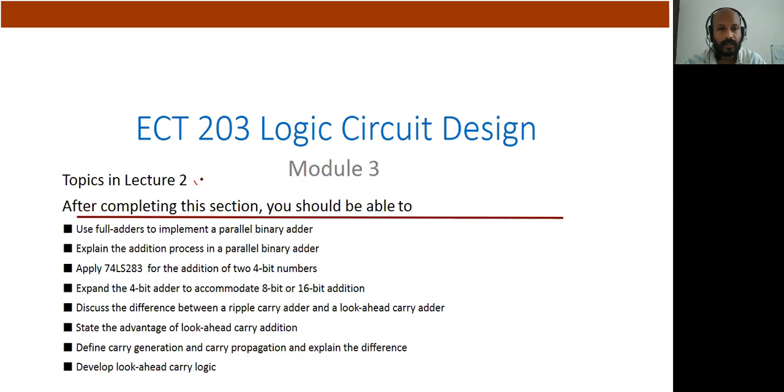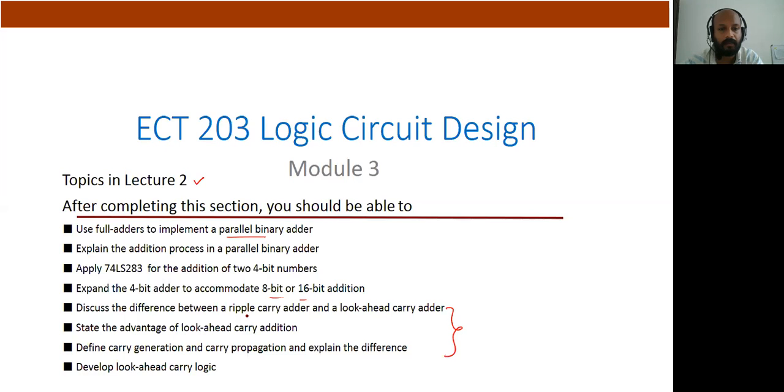In lecture 2, mainly we will discuss how we can expand the full adder to implement a parallel binary adder, and what the addition process is. One practical IC which is used for this parallel addition is 74LS283. We'll also discuss 7483, and how we can expand the 4-bit adder to implement 8-bit or 16-bit or higher than that.